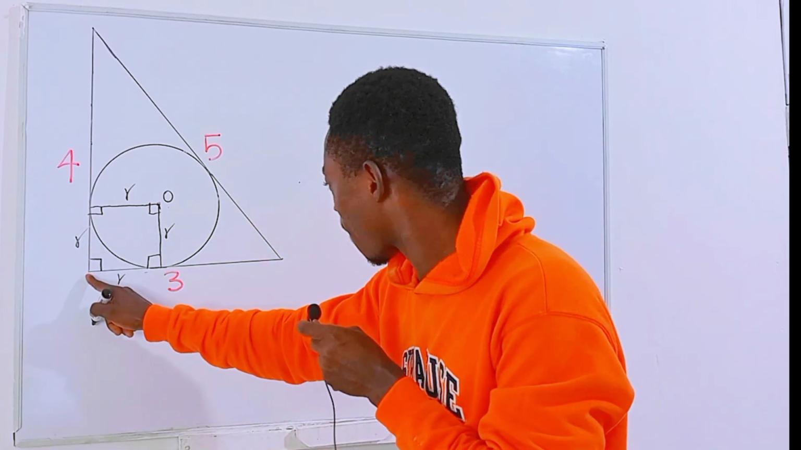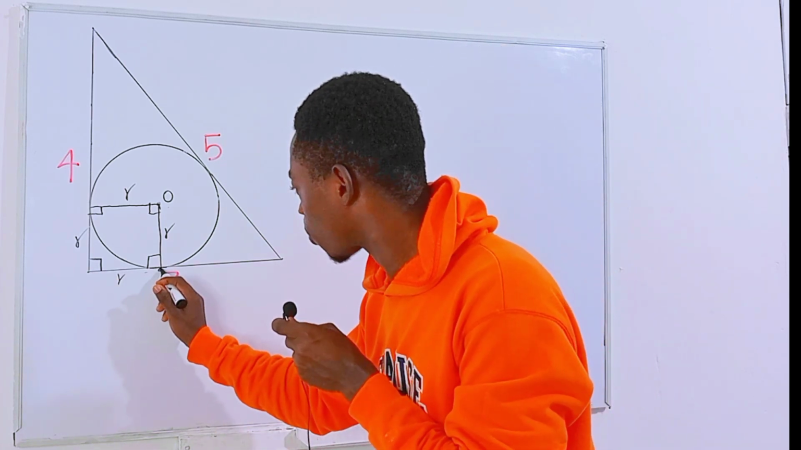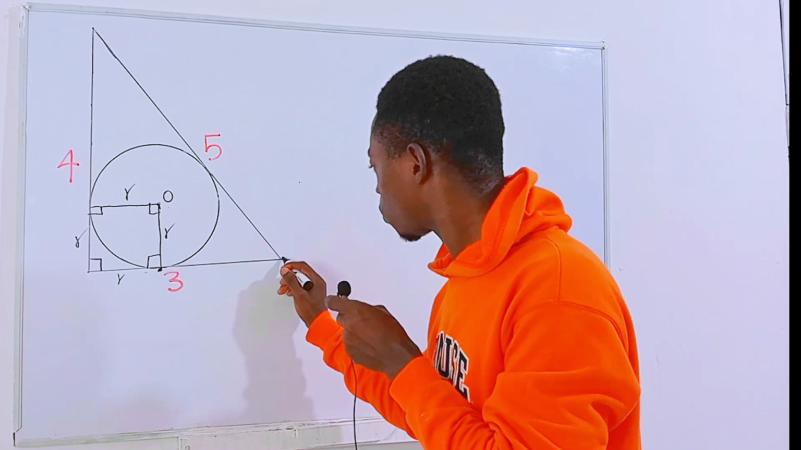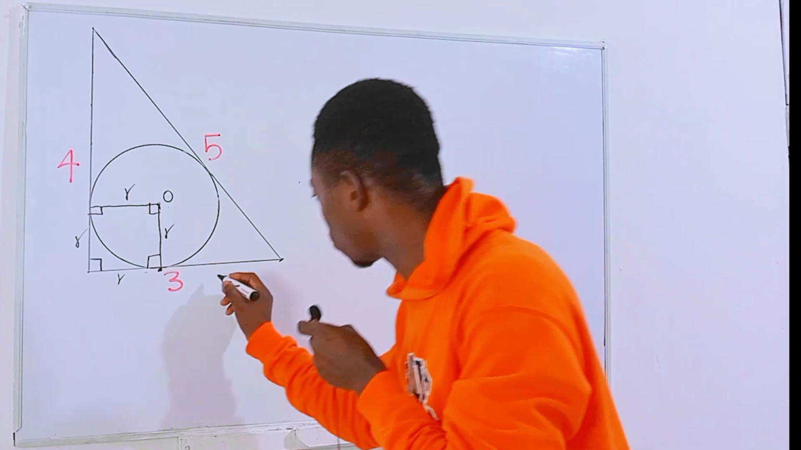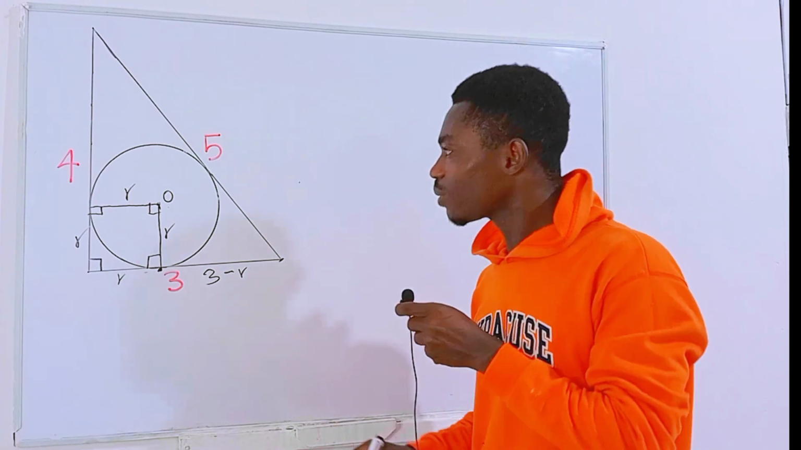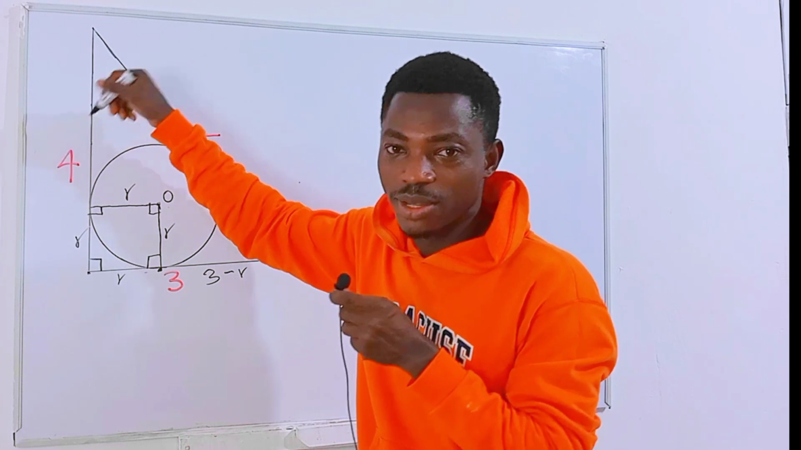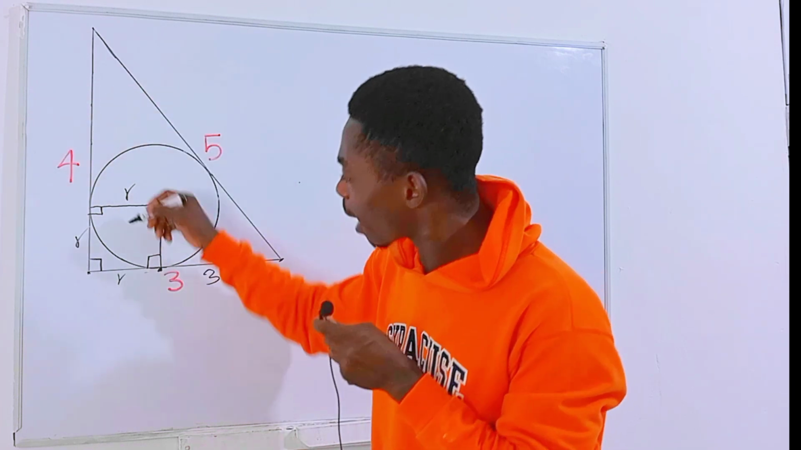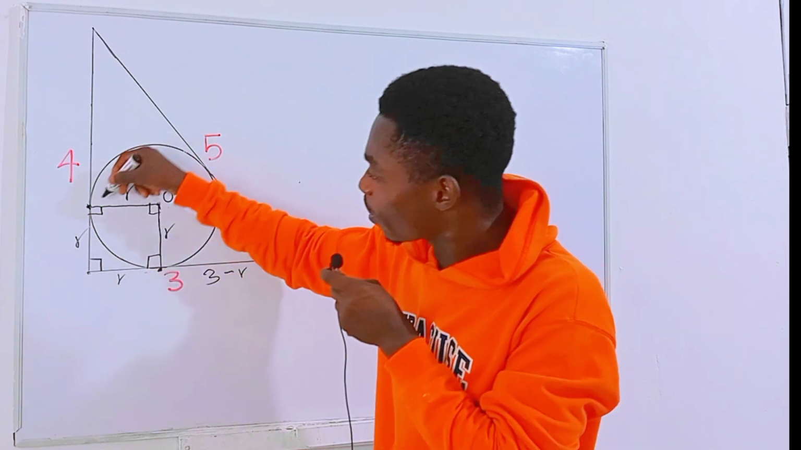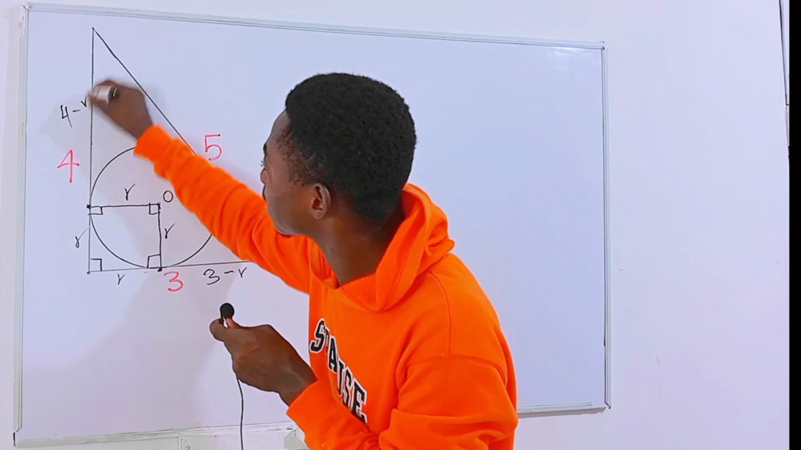Now, watch this. The distance from here to here is 3, and we know that from this point right here to this point is R. Therefore, what will be the distance from here to here? Obviously, that is going to be 3 minus R. Cool. In the same way, from here to here is giving us 4. The length is 4. And we know that from this point to this point right here is R. Therefore, from here to here is actually going to be 4 minus R.